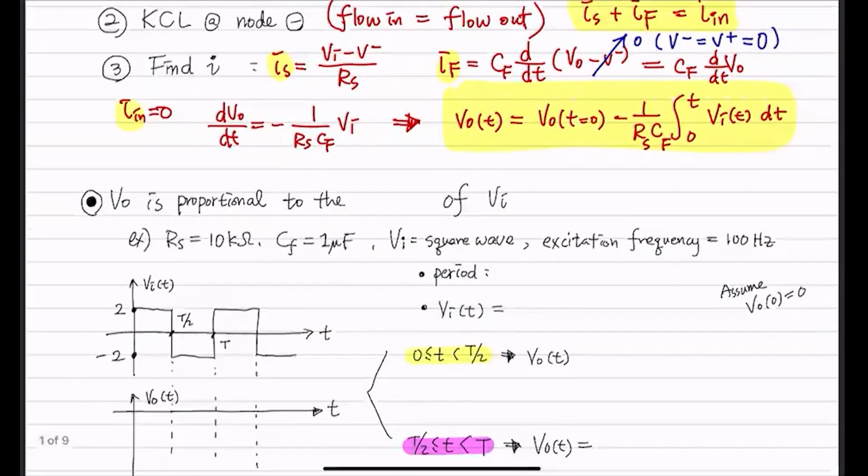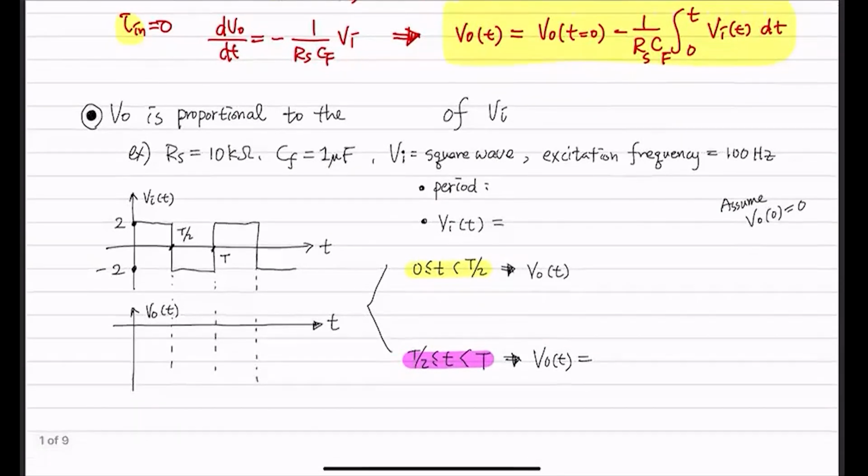So how about we try an example together here. V out is proportional to the integral of your input. That's a very simple thing. And in this example, we assume this Rs was 10 kilo ohm and Cf was 1 microfarad. And your input voltage is a square wave, and this frequency was 100 hertz. So that means the period of this is going to be, period is 1 over your frequency in hertz, right?